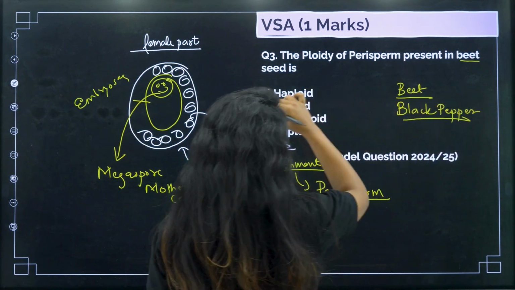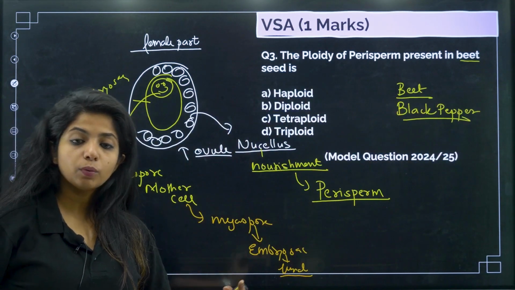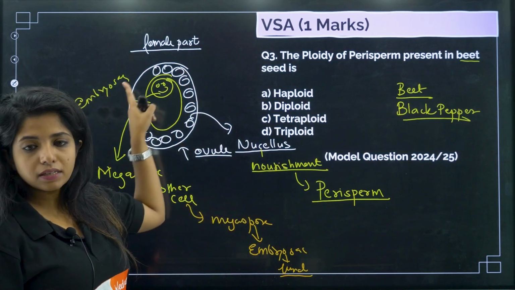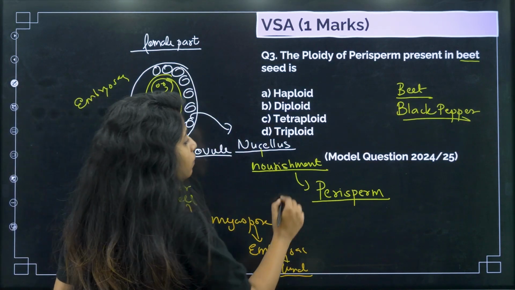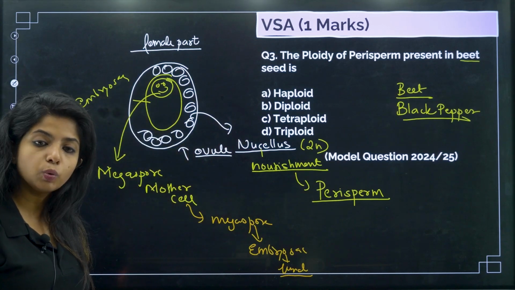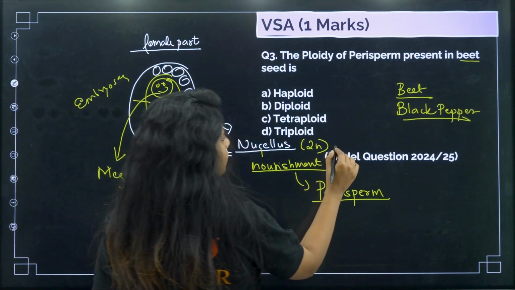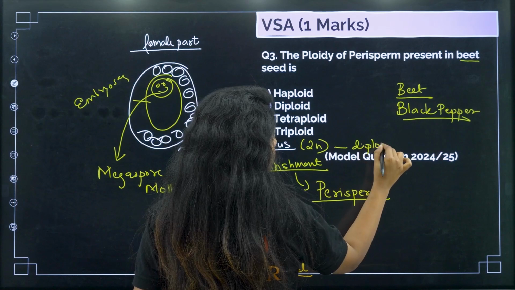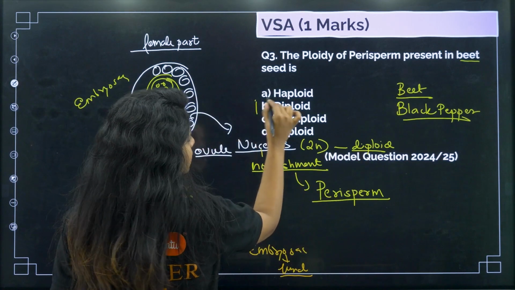And now they are asking you the ploidy of it. Is it haploid, diploid, what is it? Basically it is just a normal cell, so it will be having 2n number of chromosomes. It will be having 2n ploidy, that is, it will be diploid. So this is the answer.